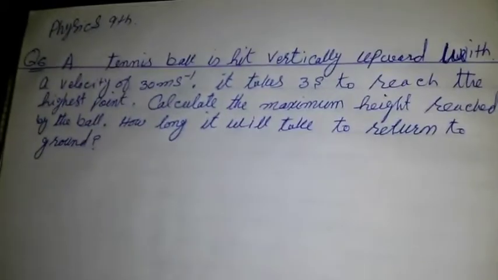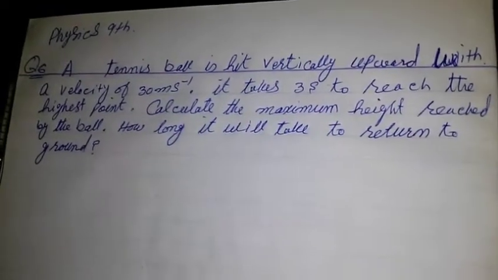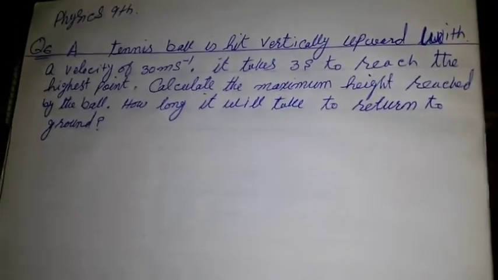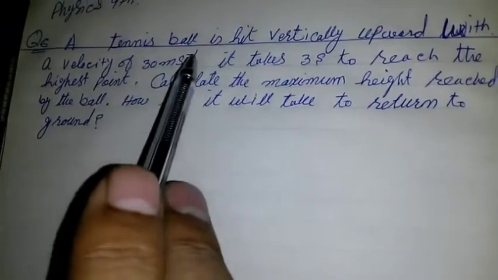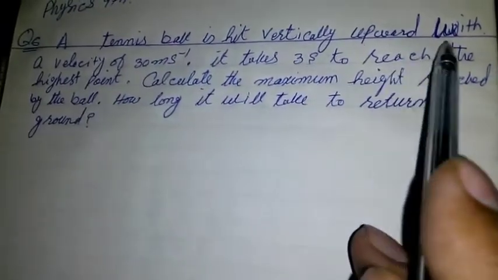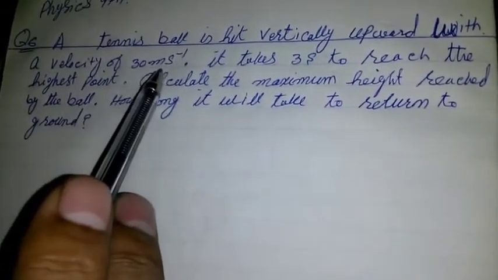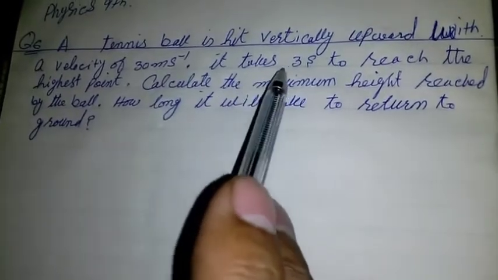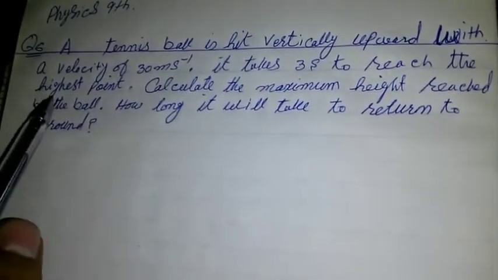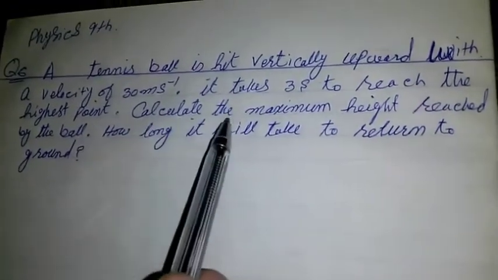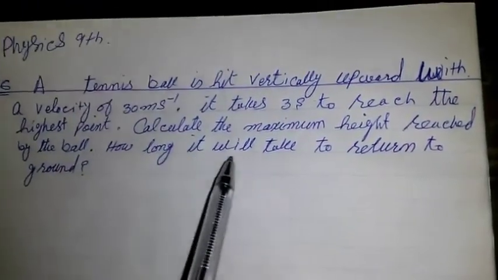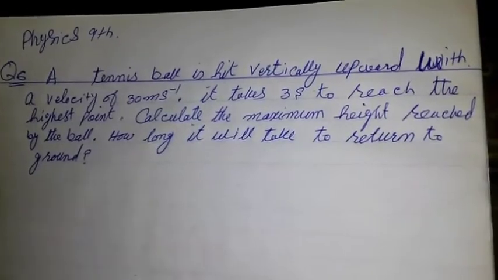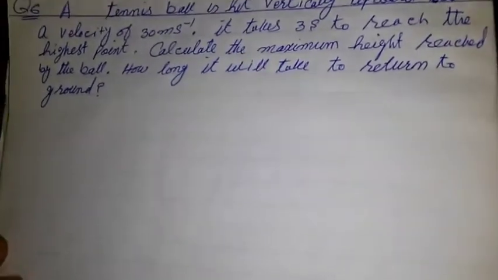Today we are going to solve a word problem from physics class 9th in our textbook board. The problem is: a tennis ball is hit vertically upward with a velocity of 30 meters per second. It takes 3 seconds to reach the highest point. Calculate the maximum height reached by the ball. How long will it take to return to the ground? Let's solve this.